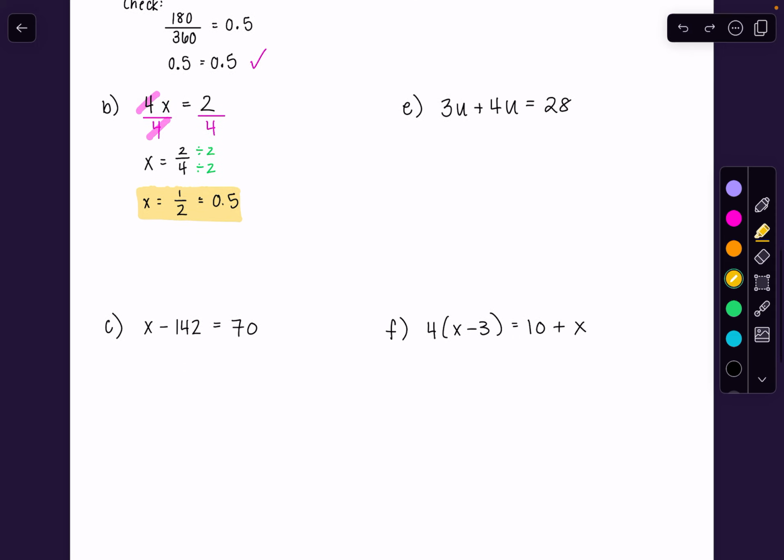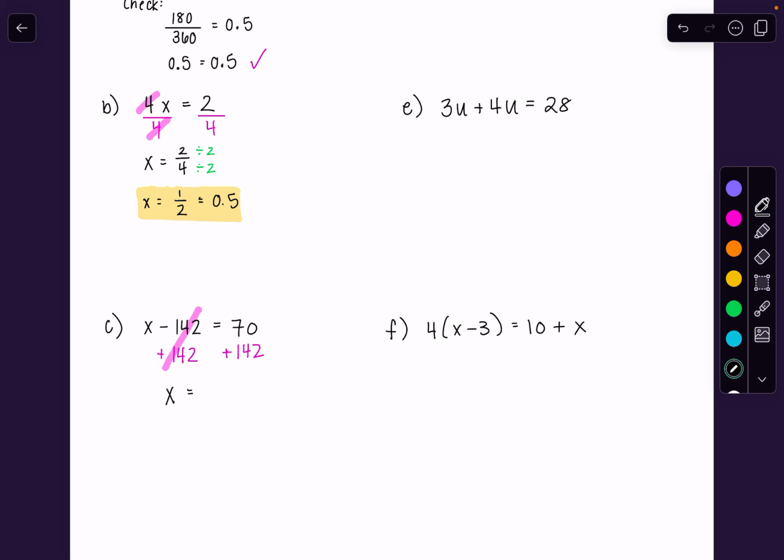Moving on to C, we have x minus 142 is equal to 70. And so I want to get x on its own. Currently, I'm subtracting 142, so the operation that will cancel it is addition. So I'm going to add 142, which means we do exactly the same thing over here. So at least this way, these two are gone. We're just left with x.